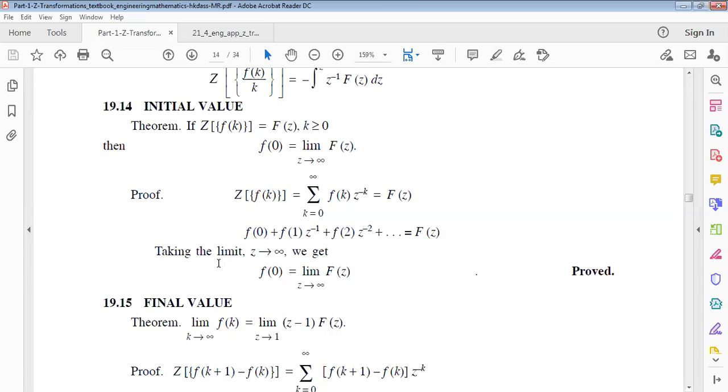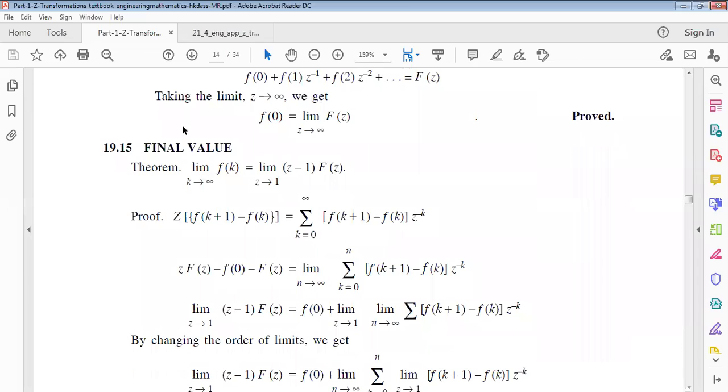So if we take limit z tends to infinity on both sides, if z tends to infinity, 1 by z what will be? 0. 1 by infinity what? 0. This is why. And z to the power minus 2 will be also 0. Every term will be vanished up to infinity. Okay. If we take z to infinity, so for very large z, all terms will be vanished except the first term. This is why f(0) will be limit z tends to infinity of this. This is actually a very easy theorem.